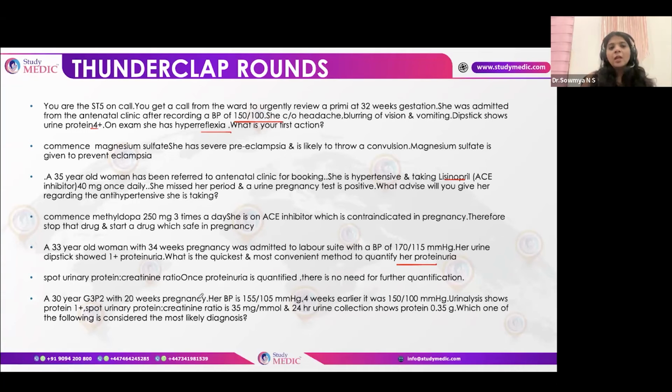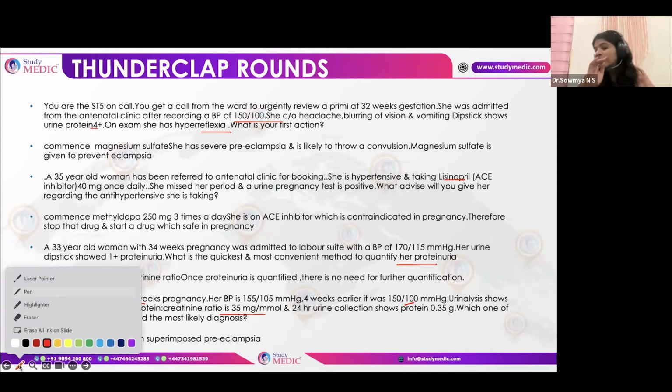The next one, where you have a multipara, 20 weeks, blood pressure 155 by 105. Before it was 150 by 100, protein 1 plus, PCR is 35, 24 hour 0.35. Obviously, what is considered most likely for diagnosis? Because at booking only she had hypertension, now there is superimposed pre-eclampsia, you can see with the spot PCR. These are the questions which they could be asking you from the management to the diagnosis.